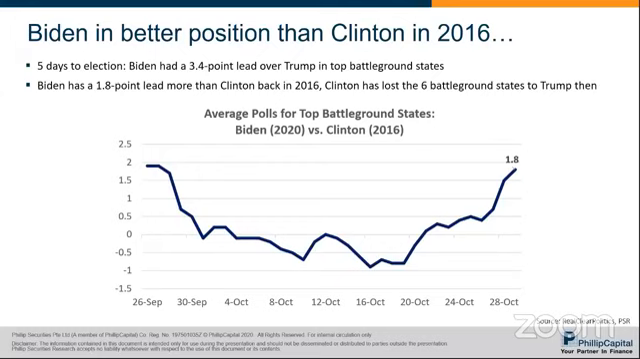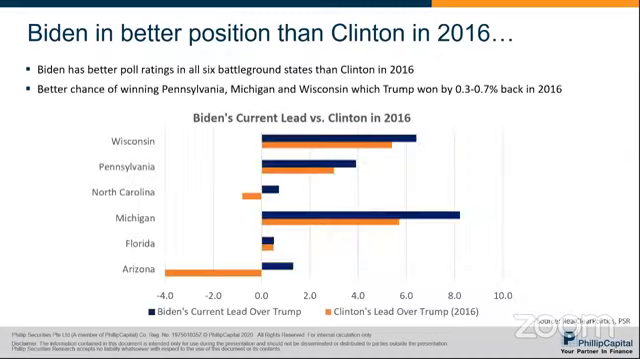If you zoom into some of the key top battleground states, 5 days before the election, Biden had a 3.4 point lead over Trump, compared to Clinton back in 2016, when it was a 1.8 point lead. If you revisit 2016, Clinton actually lost 6 battleground states to Trump. So with a better rating for Biden this time round, there could be a higher probability that he will be able to win the swing states and ultimately win the presidency.